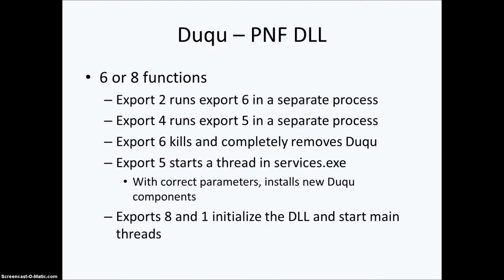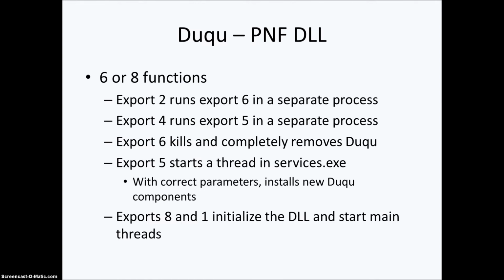So the PNF DLL contains either 6 or 8 functions, and that kind of depends on which version your particular instance of Duqu came with. But generally speaking, export 2 runs export 6, but in a separate process. Export 4 does the same thing as export 2, except it runs export 5 in a separate process. So export 6 kills Duqu and completely removes Duqu from the system, and export 5 starts a thread in services.exe, and if it's given the correct parameters, it'll actually install new Duqu modules or components.